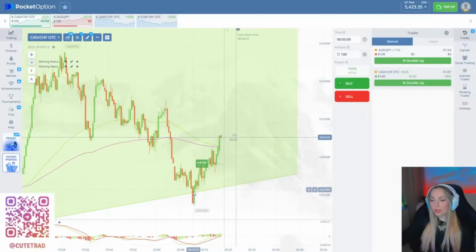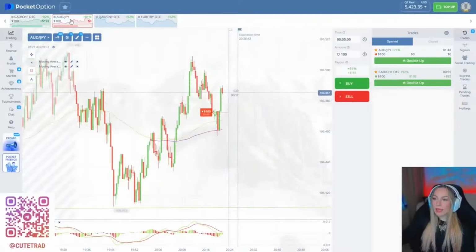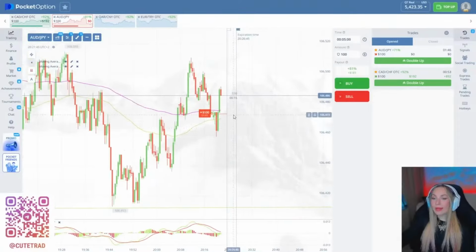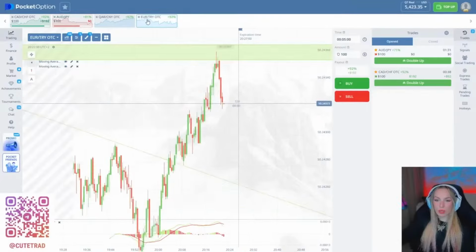CADCHF, as I told you, this one looks super stable, with a super clear structure, and it looks super profitable. But AUDJPY has a lot of volatility. This one was risky, so there is a correction. I think this looks like a correction. I don't think that the price will go up. And we still have more than 1 minute to wait there.